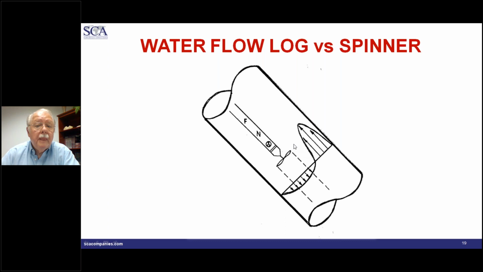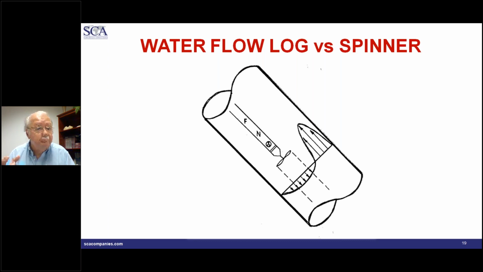What does that mean? Well, it means that you're detecting an upflow with the oxygen activation tool. With the spinner, you're detecting a downflow. So what's the right answer? Well, obviously neither is going to be the right answer. And this is the dilemma we have when we run a conventional PLT.